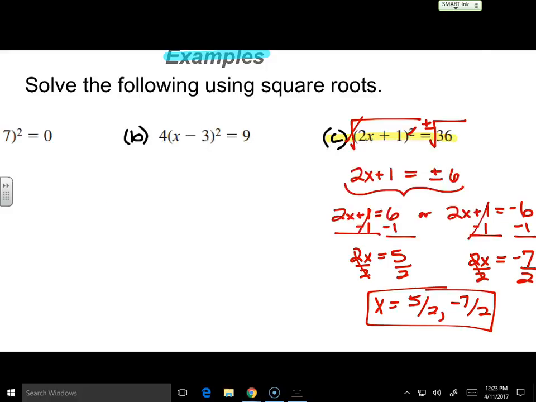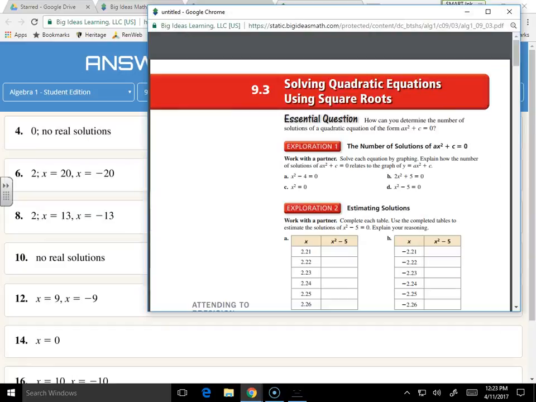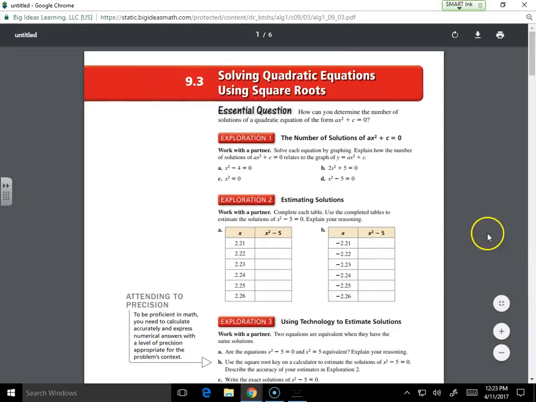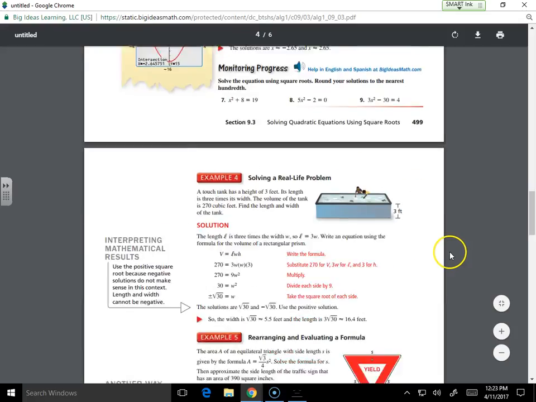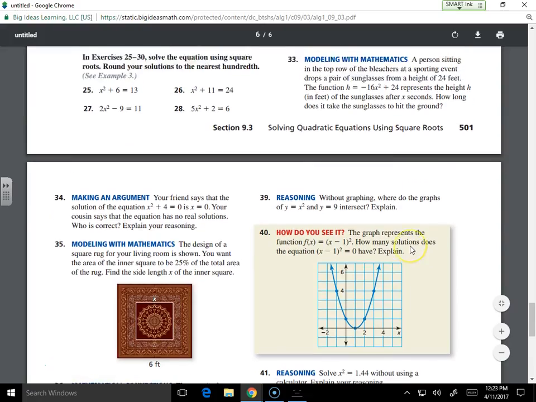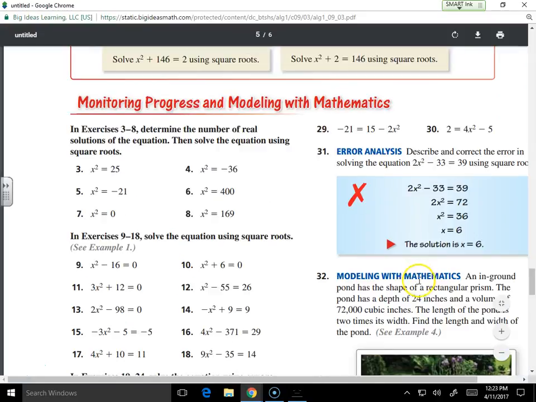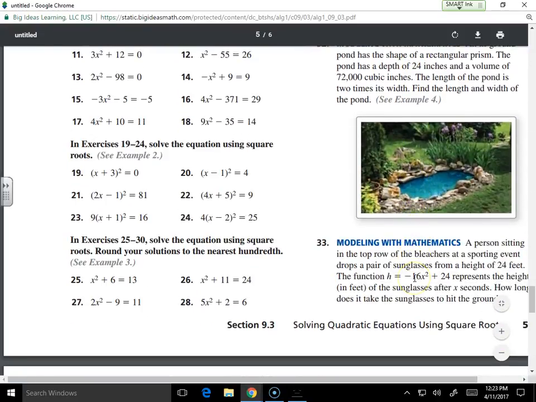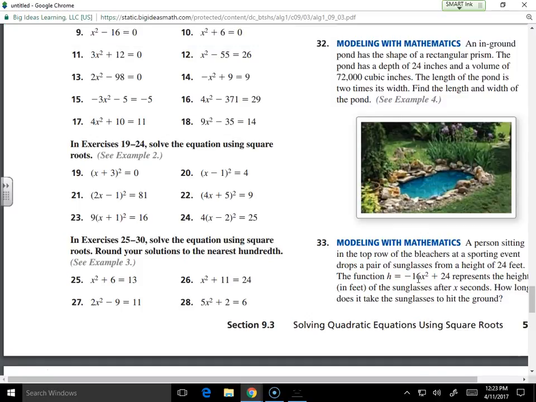So here we go. Book open. Can we just turn it in if we don't have it? No, because you need to finish up to number 31.